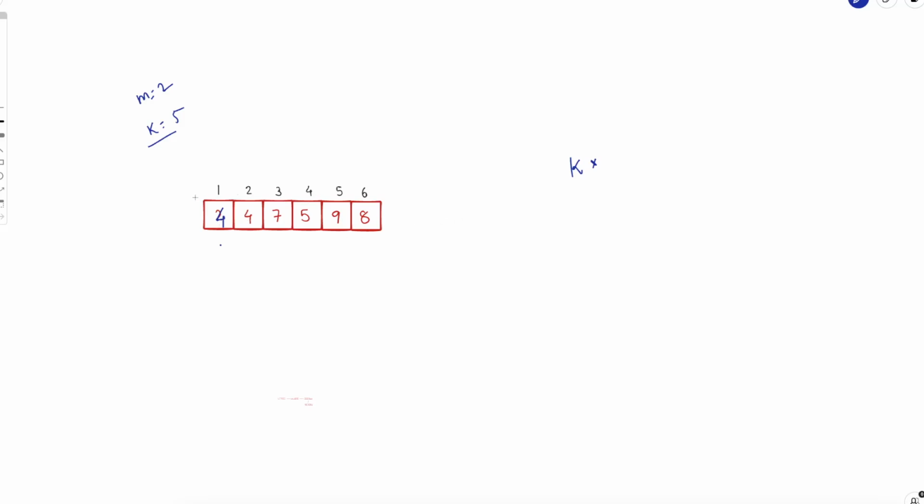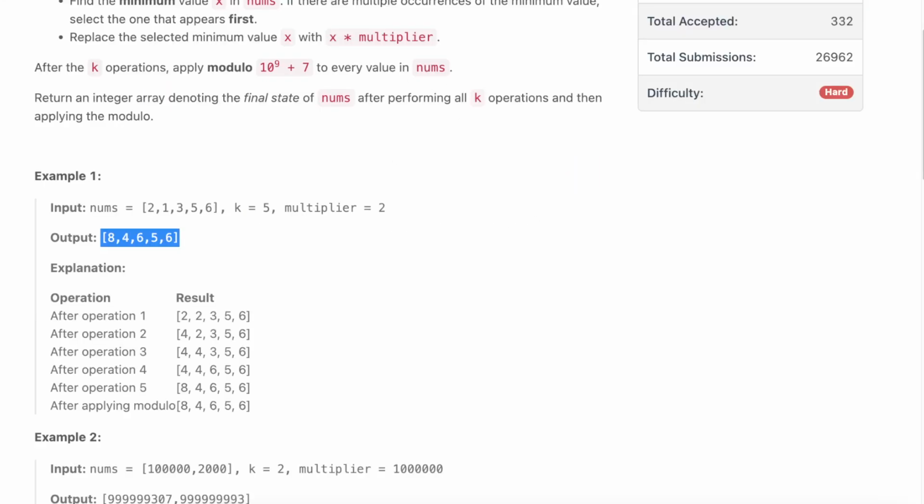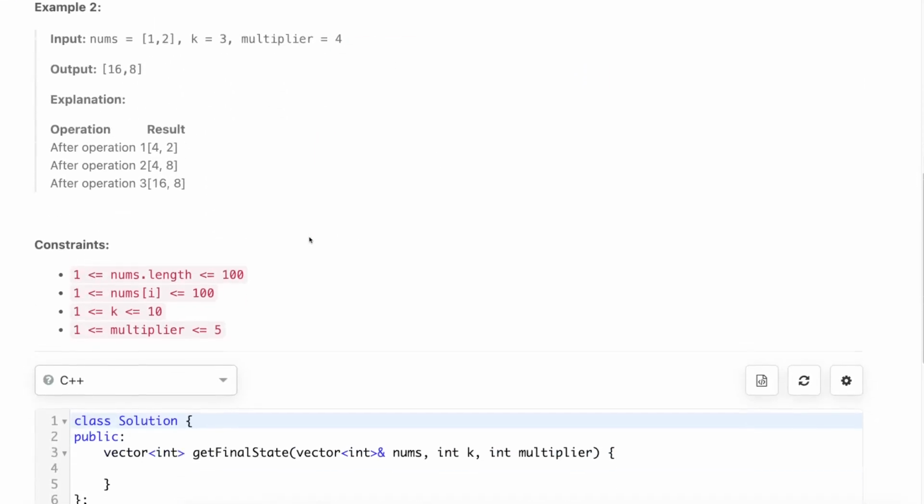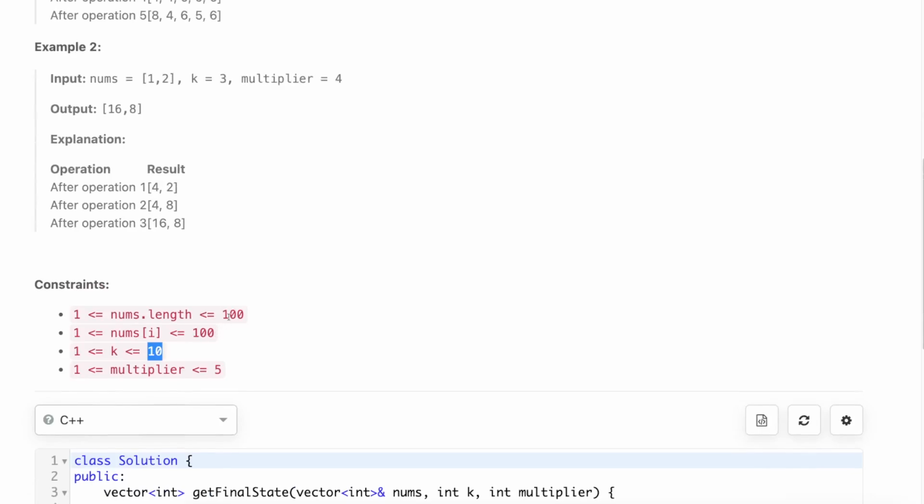So finding out the minimum element in this array, if you do it naively, can take you order n time. You will simply iterate over the entire array and figure out the one which is the minimum value. So if you do it naively, this entire algorithm would take you order k into n time, which is sufficient for the first problem because the value of k here is 10 and the value of n here is 100.